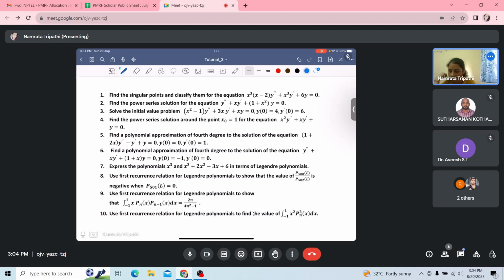Have you learned about ordinary point, singular point, and types of singular point, regular and irregular? Have you learned these things? Okay.